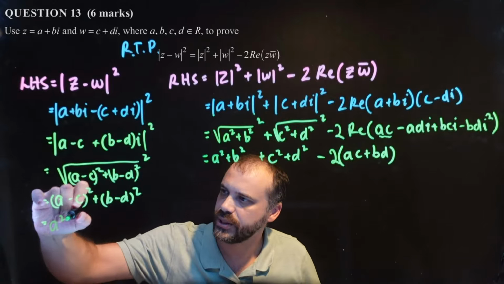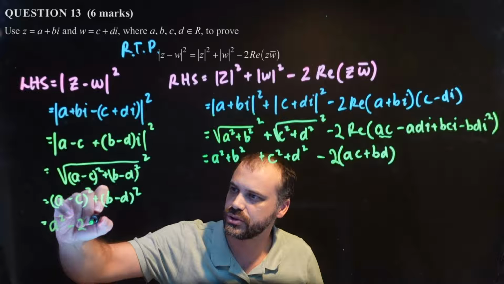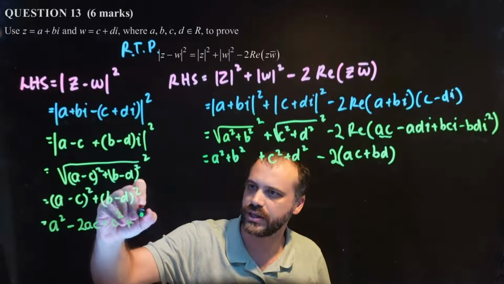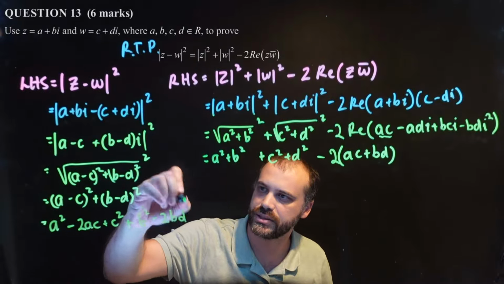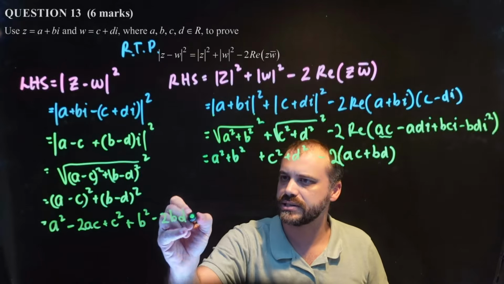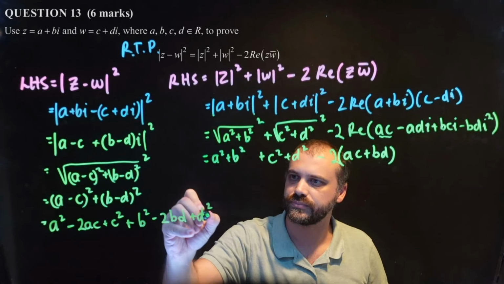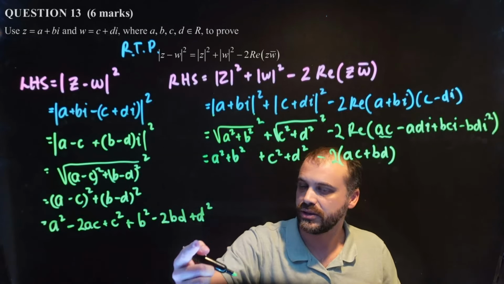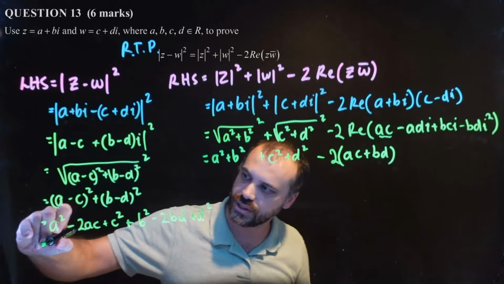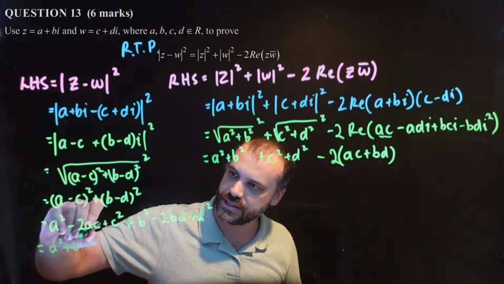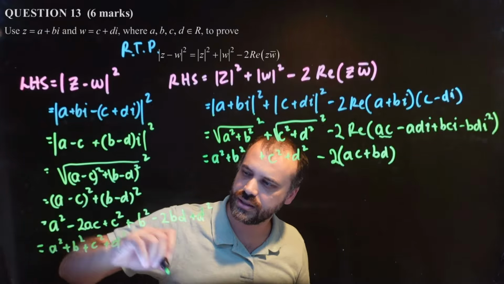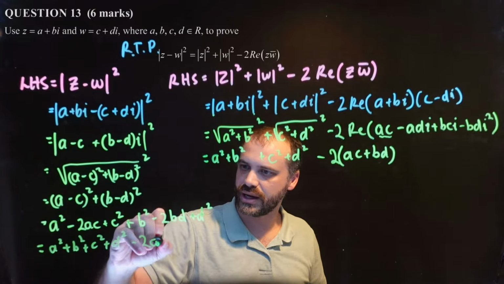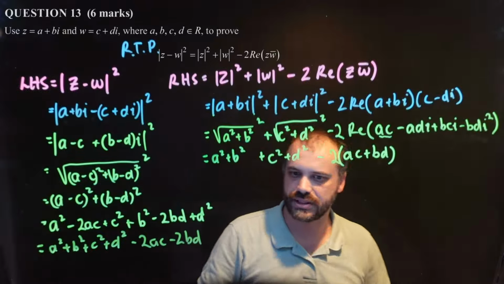Okay, a minus c squared is going to be a squared minus 2ac plus c squared. Similarly, we're going to end up with b squared minus 2bd plus d squared. And again, you're glancing back and forth, right? What do I see here? Well, it looks very similar to this because I see an a squared, a b squared, a c squared, a d squared, and then I see these funky little pieces left over. Negative 2ac, negative 2bd.